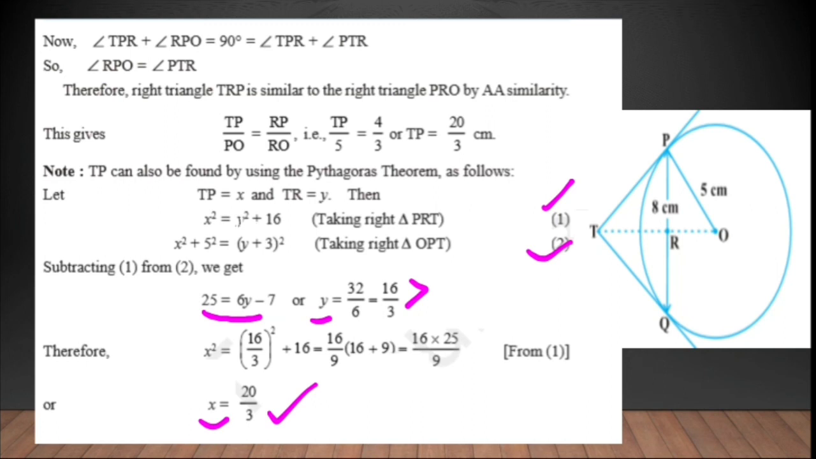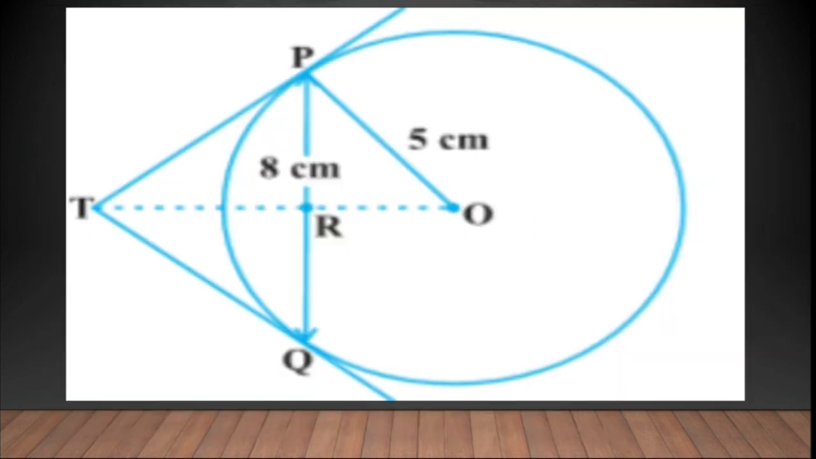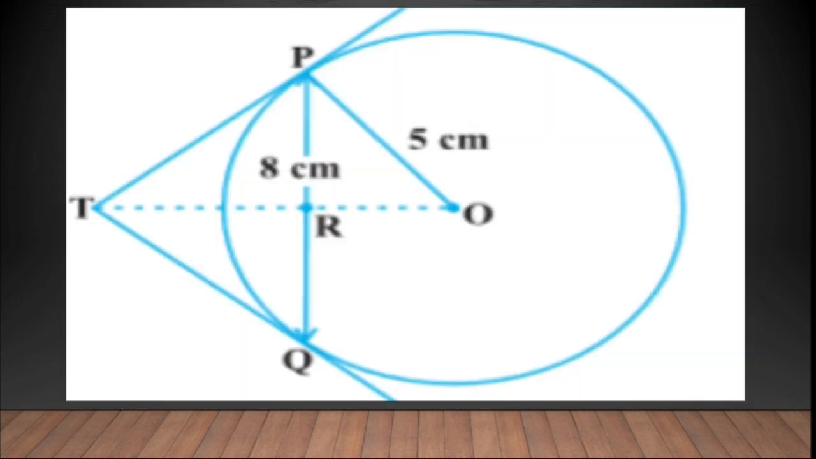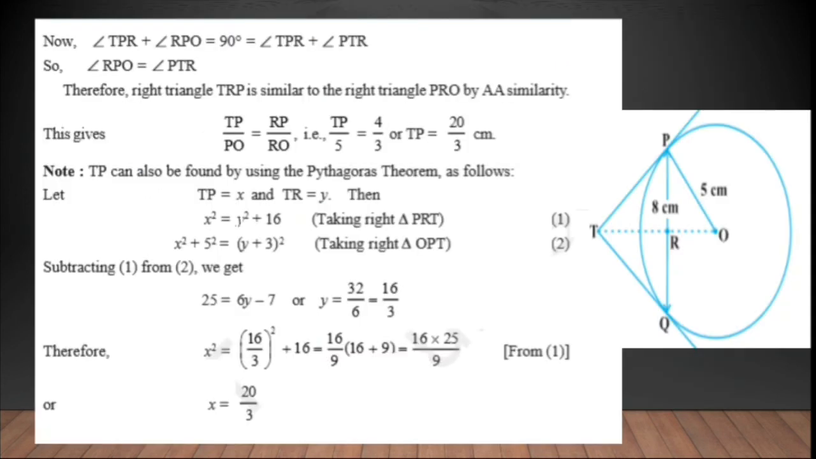20 by 3. So in this way, by similarity or by using the Pythagoras theorem, you can find the value of TP. The only difference is that in the first case, after the OR value, you are using similarity, and in the second case, after the OR value, you are using the Pythagoras theorem. So this second example was a complicated one, so check it very carefully.